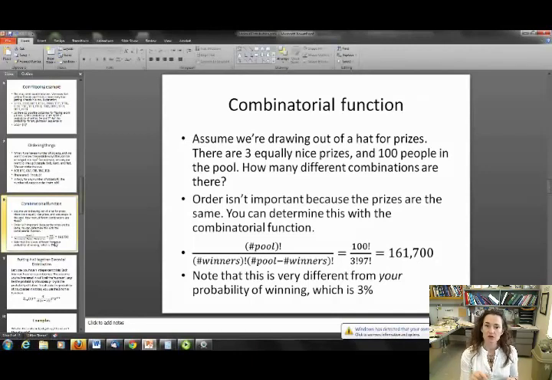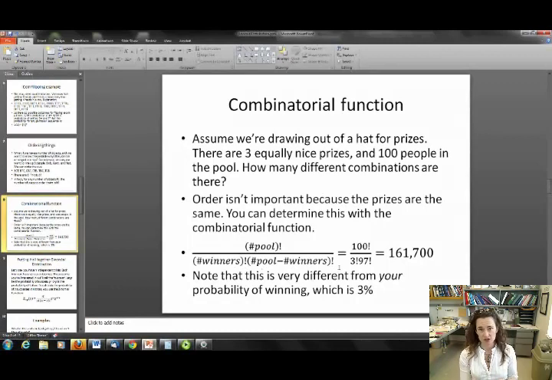Well, we're assuming here that order isn't important because the prizes are the same. They're the same value, monetary value. So it doesn't matter what order the names are drawn out in. Okay, so we're assuming order is unimportant. So if order isn't important, then that means that you're going to use that factorial function, right? Okay, so in fact, the combinatorial function is given here. You have the number of people in the pool factorial, okay, divided by the number of winners in the pool factorial, times the number in the pool minus the number of winners factorial.